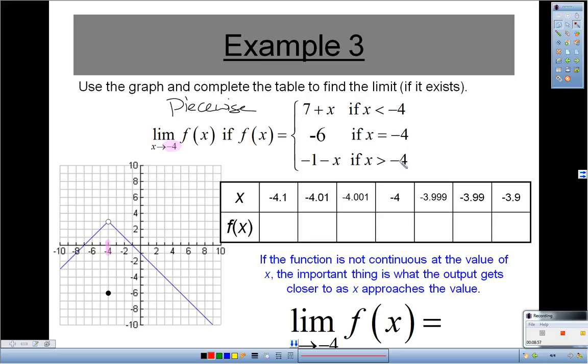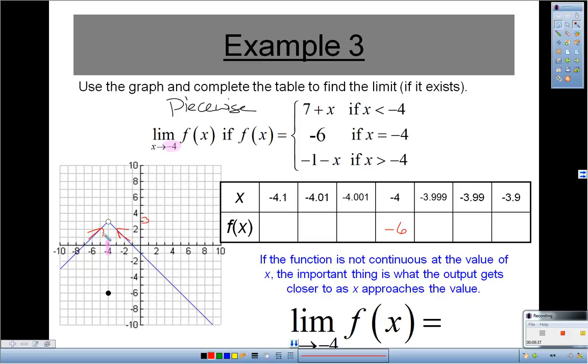So the value at x equals -4 is -6, by looking at my graph and by using that chart. But what you want to notice is, is my graph approaching -6? The answer to that's no. It's not approaching -6. If you follow your graph, this part of the graph is approaching the number 3, and if you go from the right-hand side, it's also approaching 3.